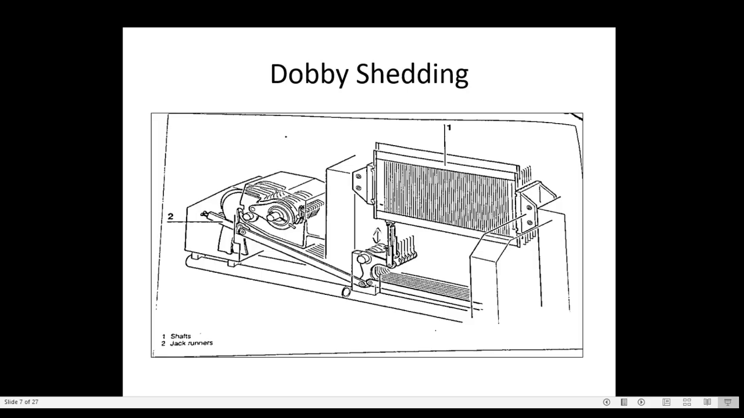So see the connections, how the connection is there for the heald frame. The heald frames are moving in the side bracket. So left hand side bracket we can see, right hand side bracket. This Dobby shedding is suitable for high speed shedding.